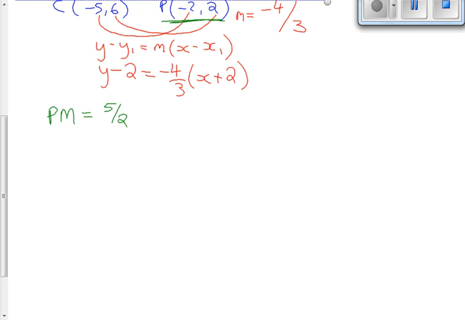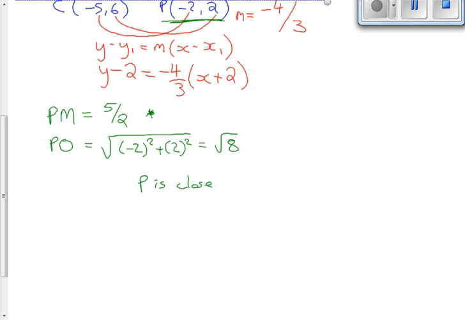There's point P there. P to O, a bit of Pythagoras here: I've got minus 2 squared and 2 squared, which means I've got the root of 8. Now, if you know what the root of 8 is in your head, you've got a vague idea it's going to be just less than 3, isn't it? Then you can just immediately say that this one here is the closest one, so P is closer to M.